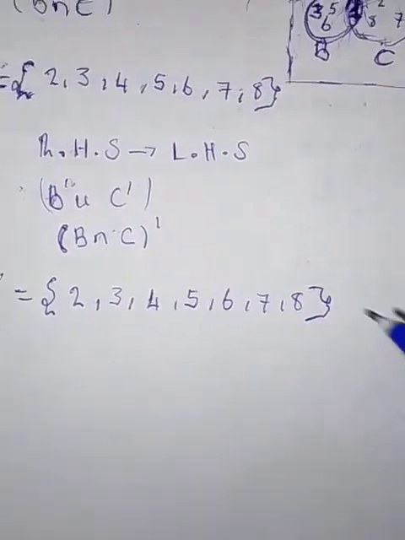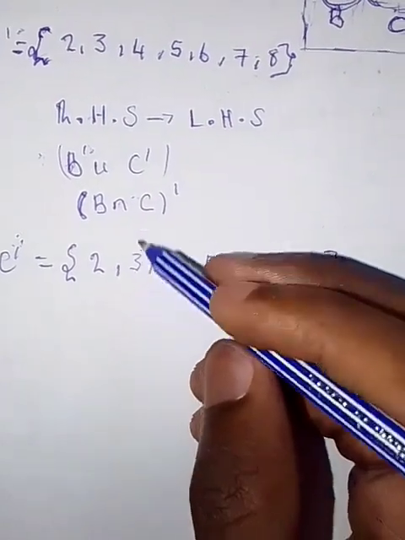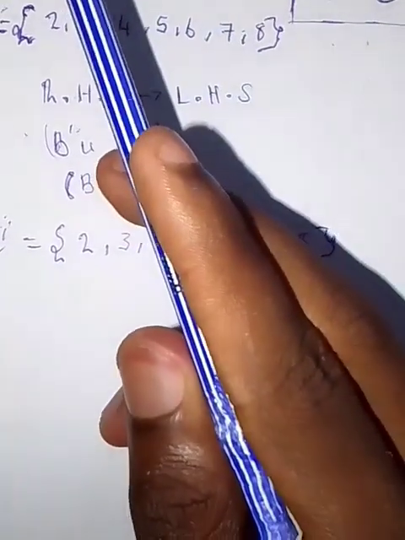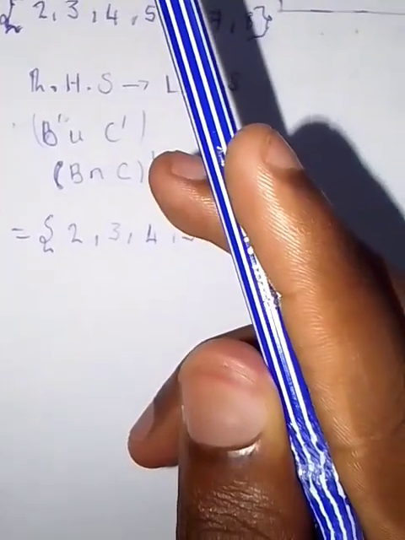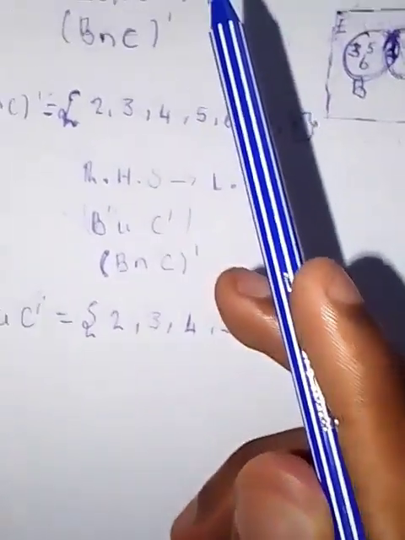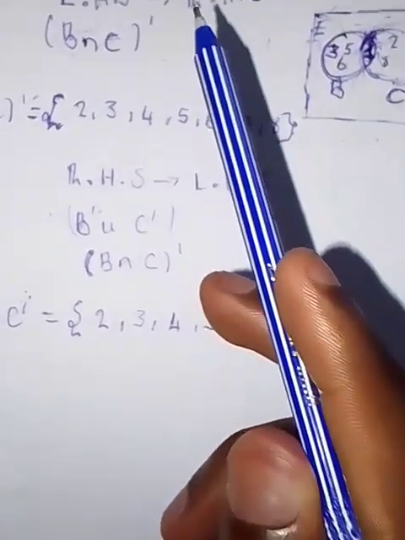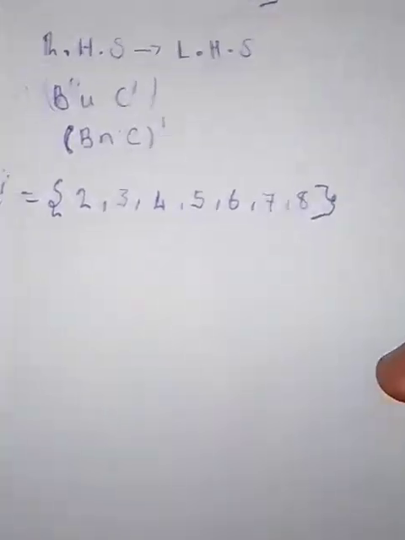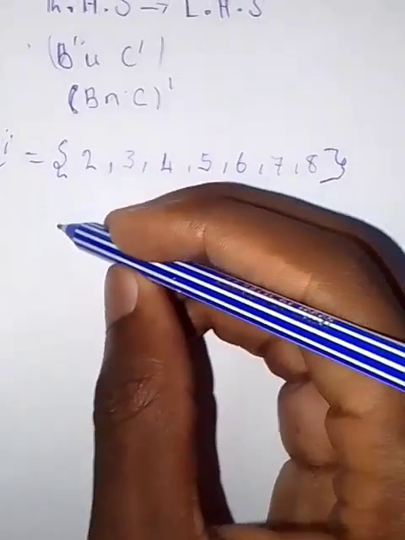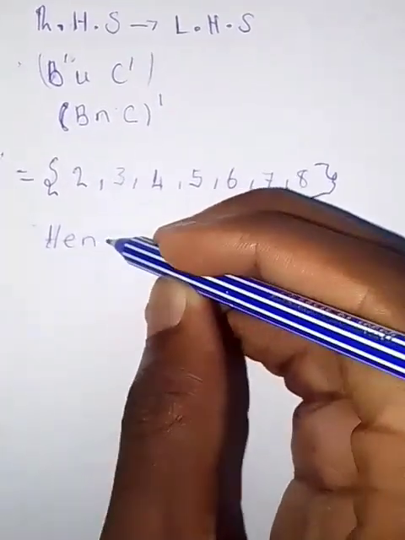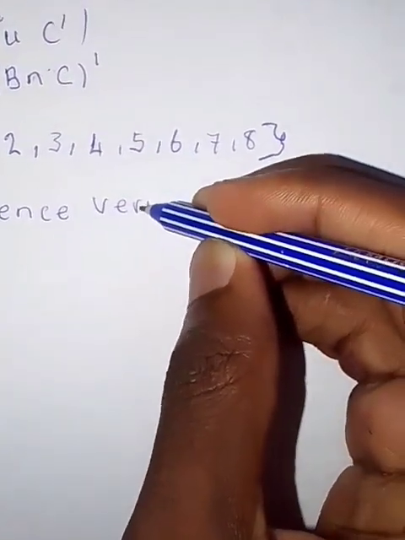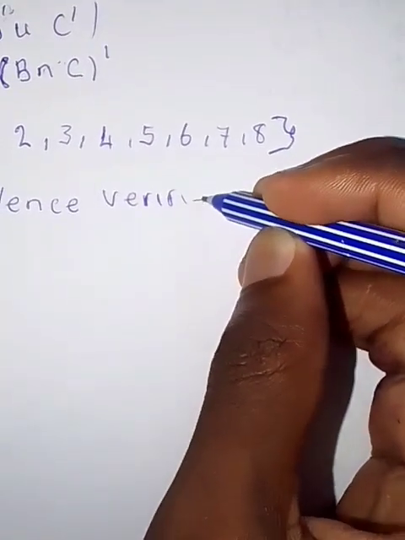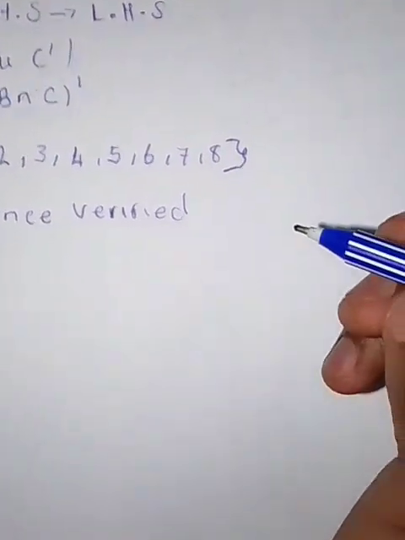By showing this, you have verified that the left hand side is equal to the right hand side, because if we plug in the sets that we've come up with, it is still giving us the same answers. So you can say hence verified. Okay, so that is it.